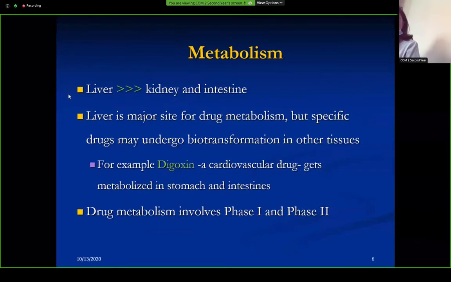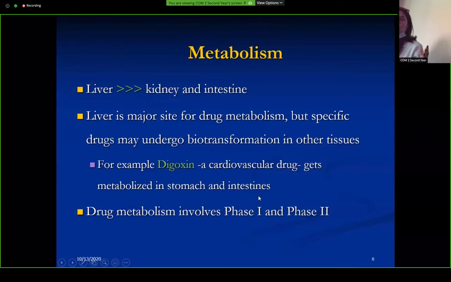Now, as I mentioned, the liver is much more important than the kidney and intestine, but you might hear of some drugs that are inactivated in the kidney or intestine. The liver is the major site for drug metabolism, but specific drugs may undergo biotransformation elsewhere. By the way, in the book while you're reading, you might read biotransformation, which is also metabolism, in other tissues. For example, digoxin. Digoxin is a cardiovascular drug. You will hear about it when you take cardiovascular, pulmonary, blood. It gets metabolized in the stomach and intestines.